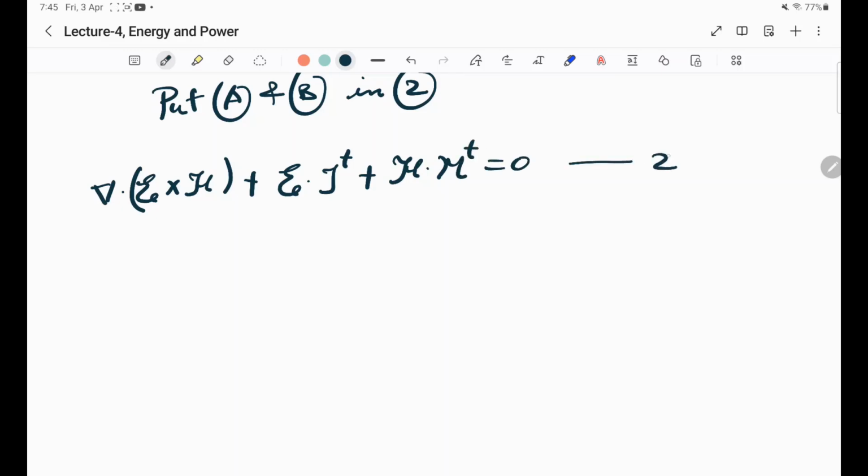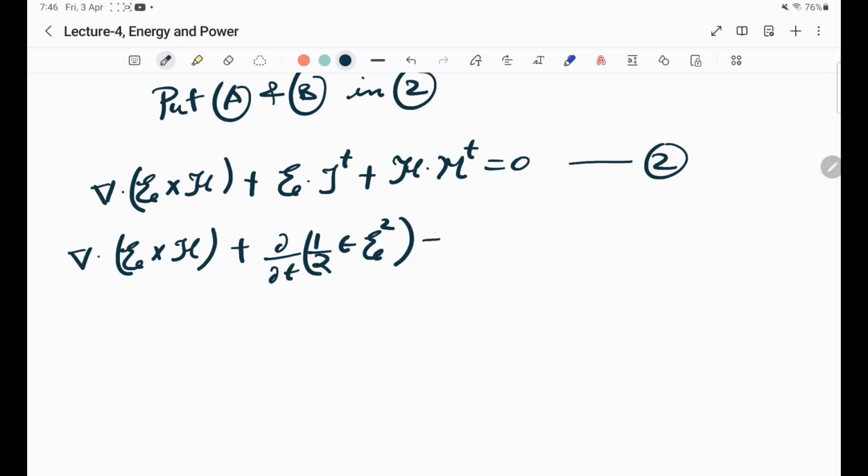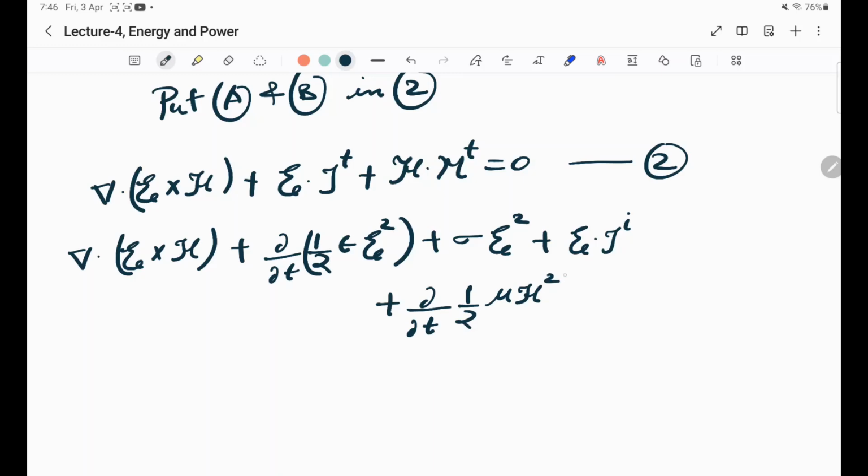So I am rewriting equation 2 once again. Now when you substitute equation A and equation B here, you will get del dot E cross H plus del by del t of half epsilon E squared plus sigma E squared plus E dot Ji, plus del by del t of half mu H squared plus H dot Mi is equal to 0.